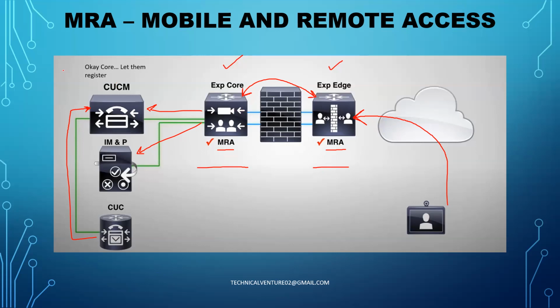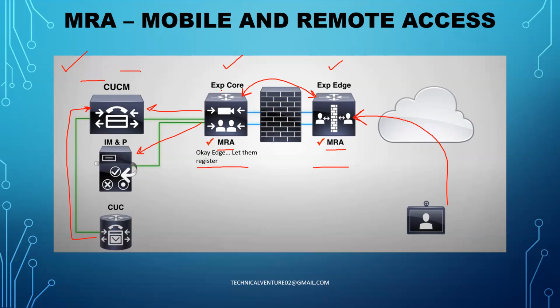And then CUCM will say, okay, core, let them register, because it is coming from the core and core is in the internal network. So CUCM is like, okay, it's a secure one. And how is it secure? Because Expressway Core and Edge have a firewall between them. Everything would be secure if something is coming to the core, right? So CUCM will say, okay, core, let them register. So that endpoint will get registered now.